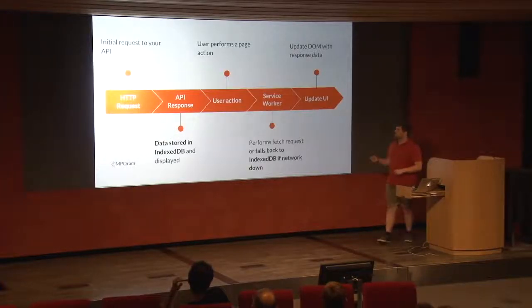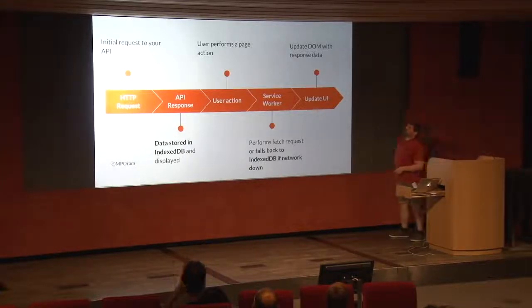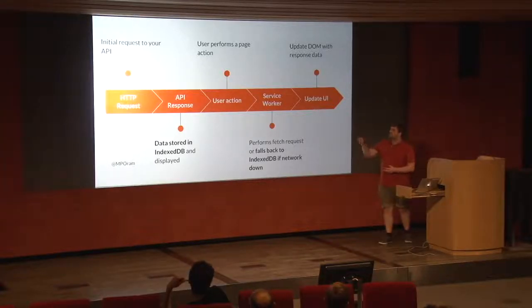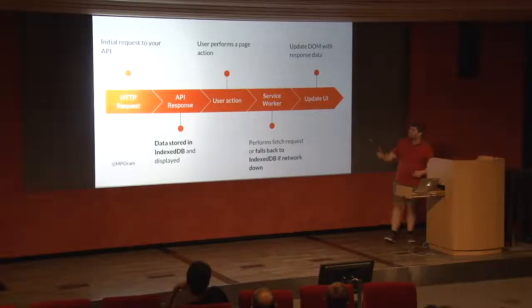OK, so let's have a look at what's going on again. So now we make our initial request to the API. Sorry, was somebody trying to take a photo of that slide? Do you want me to go back? No? OK, cool. OK, so our user makes the request to the API or to the page, whatever. HTTP request goes out. The API responds. We store our data into IndexedDB, and then we display it.